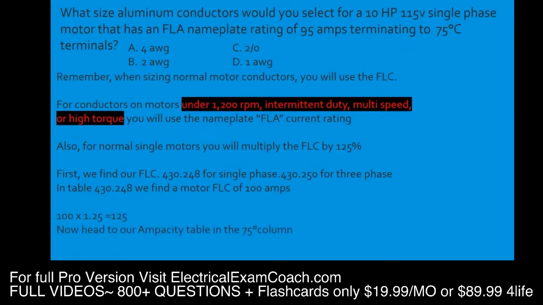Now we head to our primary ampacity table in the 75 degree C column, being sure to be on the aluminum side of the table. So we go down on the aluminum side and we find a conductor that will cover our known amp load. And we're going to select C.